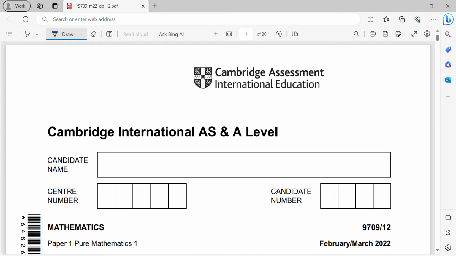This video is to discuss Cambridge International AS and A-Level Mathematics Paper 1, which is a pure mathematics one for February-March 2022, and the code is 9709/12. So let's move on to question number 1.